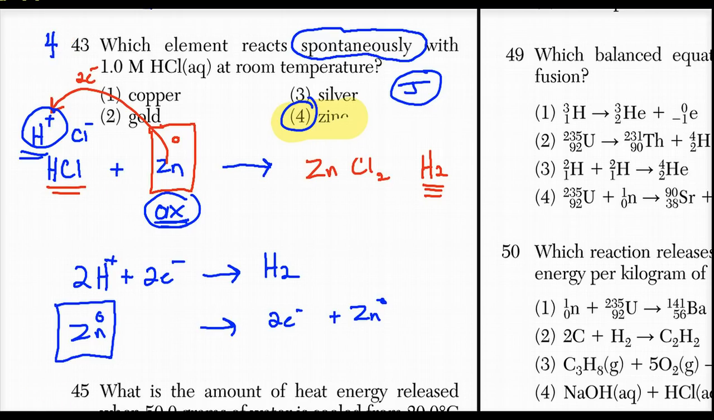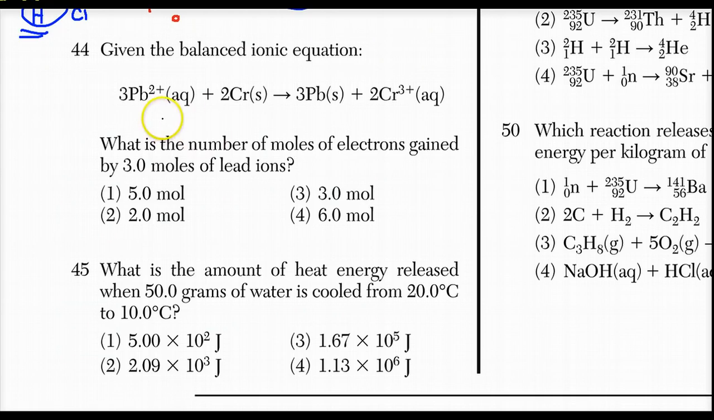Number 44. Okay, number 44, they give us this balanced redox reaction. I know it's a redox reaction because I can find myself a couple of zeros, which means if I see elements that are in the elemental state, they're 0, and if I find one of them in a reaction, I know they're going from a 0 into another number, which means the oxidation numbers are changing, electrons are being passed around. Here's the question. What is the number of moles of electrons gained by 3 moles of lead ions?